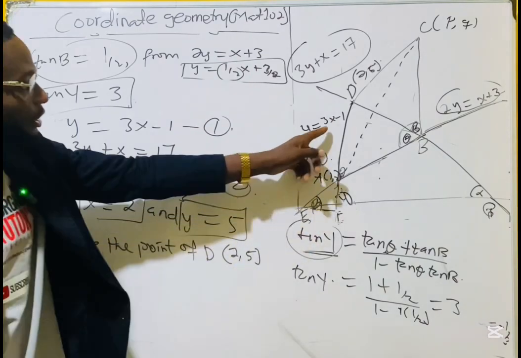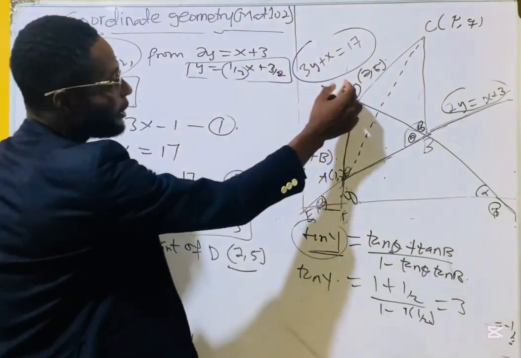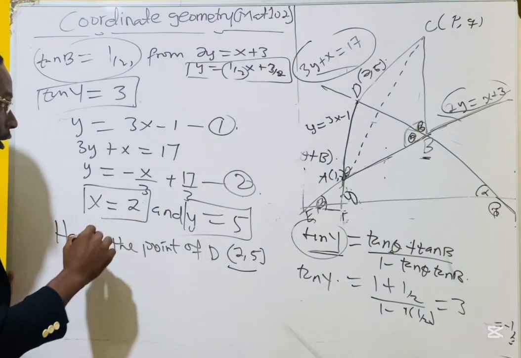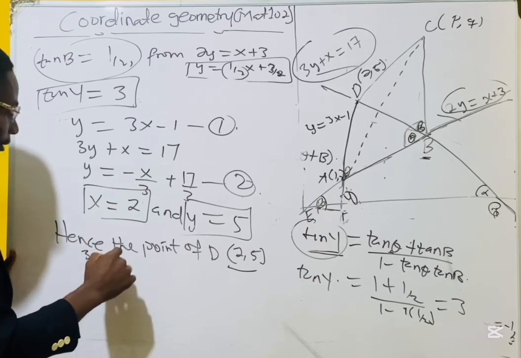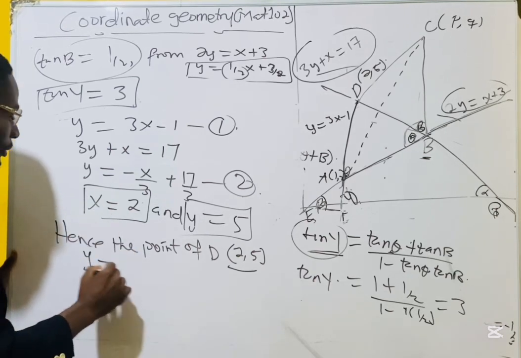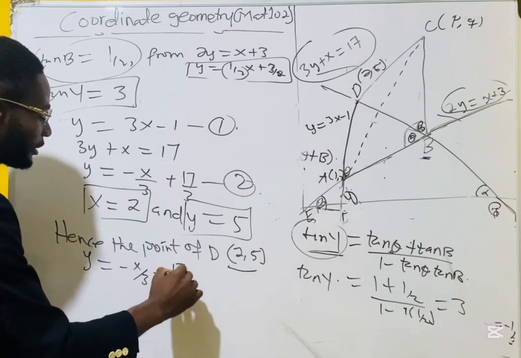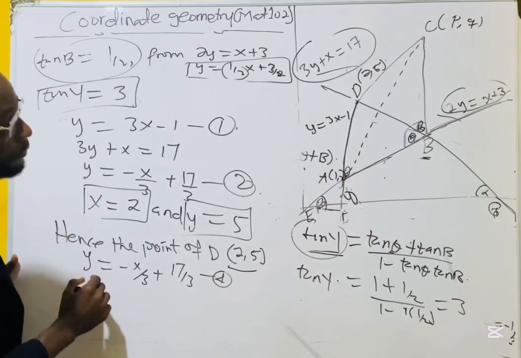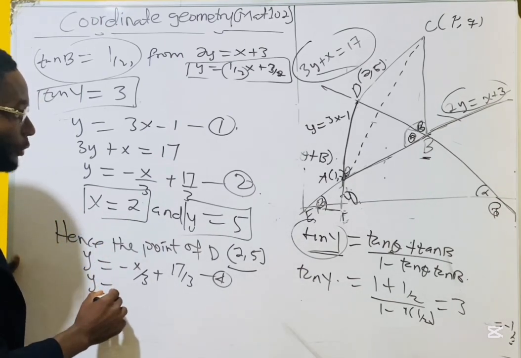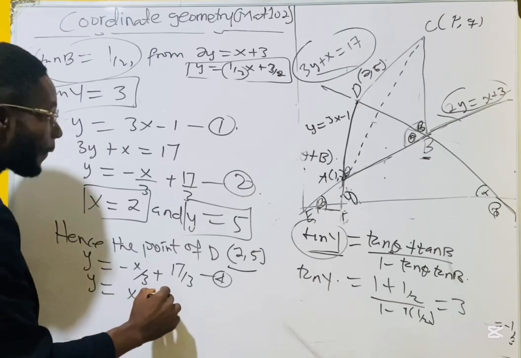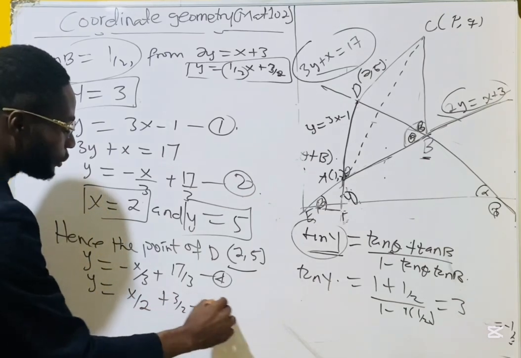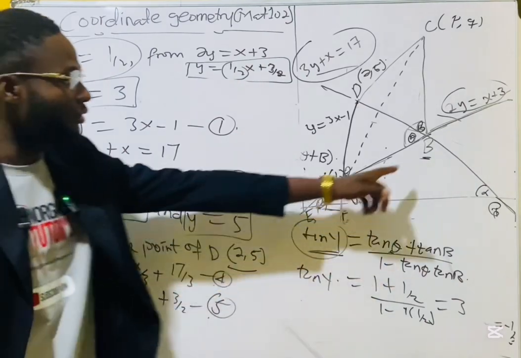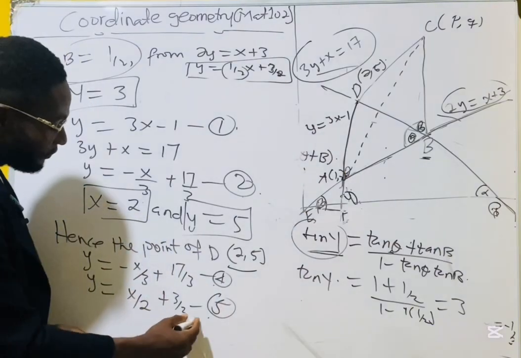So we have used this equation and this equation to find the coordinate of D. To find the coordinate of B, we solve 3y plus x, of which we have here to be y equals negative x over 3 plus 17 over 3. So we name this equation 4. Then together with 3, that's 2y. So that's going to be y equals x over 2 plus 3 over 2. So name this equation 5. So we're going to solve 4 and 5 simultaneously to find the coordinate of B.